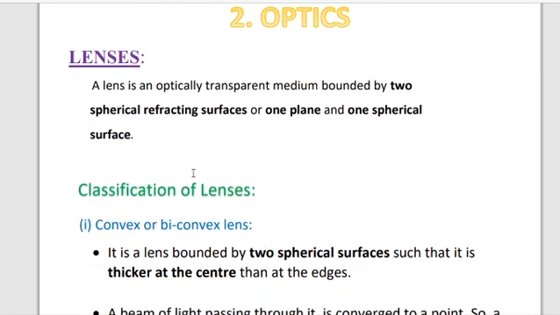What is a lens? A lens is an optical instrument, a transparent medium bounded by two spherical refracting surfaces, or one plane and one spherical surface. What is a transparent medium? It is a medium allowing light to pass through it. We know about refraction. When a ray of light travels from one transparent medium to another indirectly, the path of the light undergoes deviation.